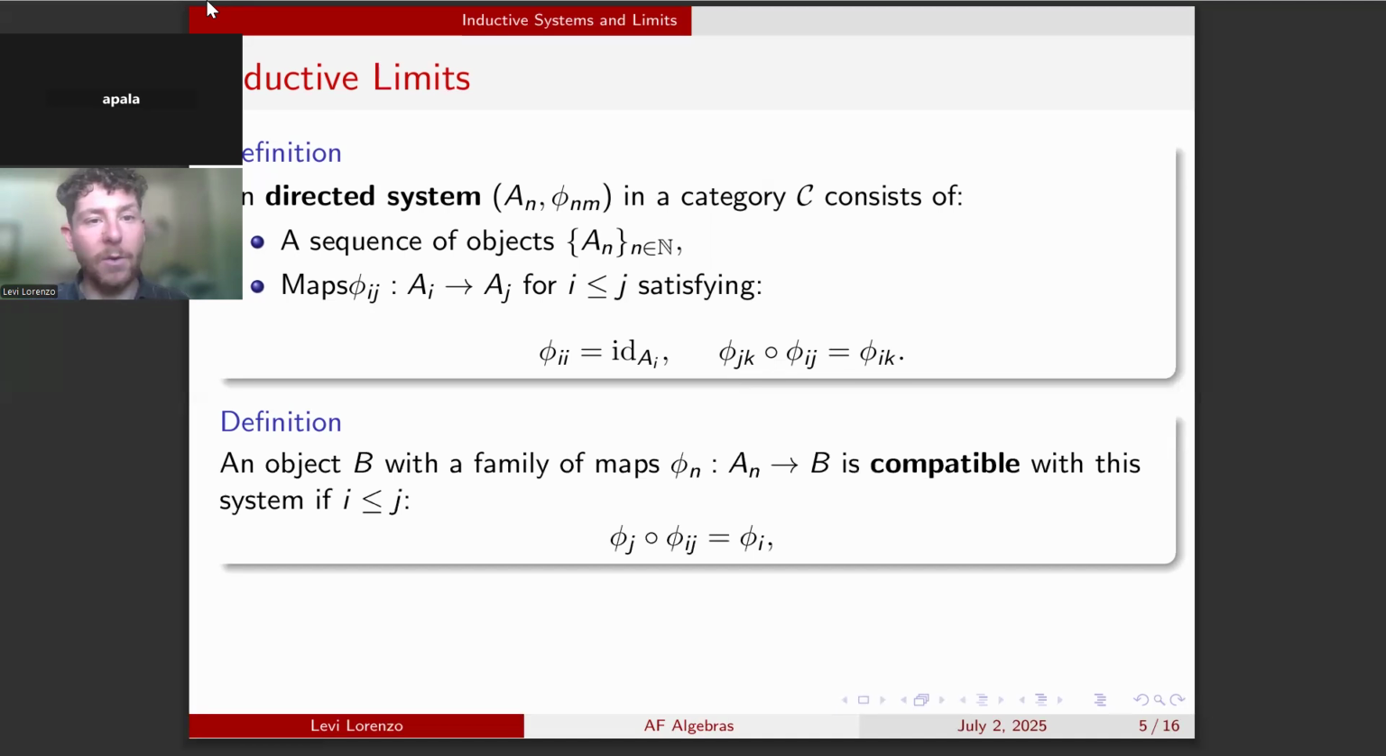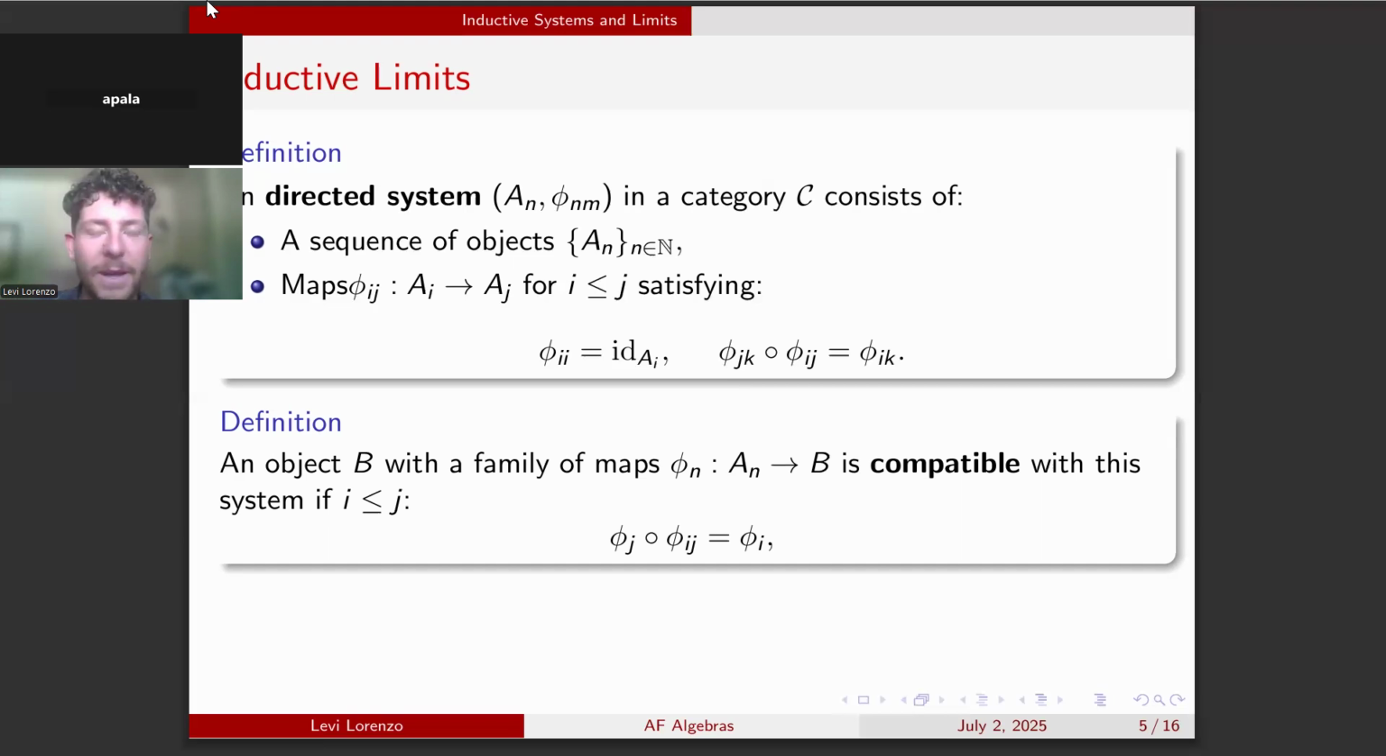So the goal with this directed system is to define what's called an inductive limit. We want to define a new object that captures all the information of the directed system and packages it all together. It should be a new object that still exists within our category. Towards this end, we say that an object B with a family of maps phi n, from each object in the directed system into our new object, is compatible with the directed system if for each i less than or equal to j, phi j of phi ij equals phi i.